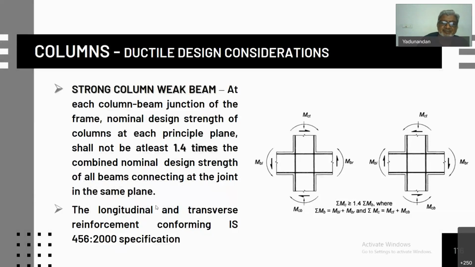so that the column is strong and the beam can be relatively less stiff than the column. The strong column, weak beam condition to resist the earthquake loads and lateral loads is considered. We normally say that the design strength of the column at each principal plane shall be at least 1.4 times the combined design strength of all beams joining at the same plane.